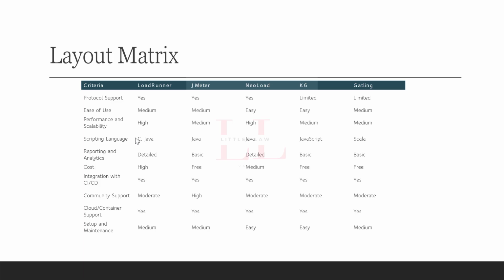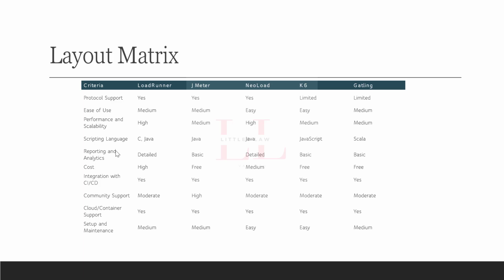JMeter and Neoload rely on Java and JavaScript for scripting. K6 uses JavaScript completely, which is widely known and generally easier to work with. And Gatling, we all know, leverages Scala, a more niche language which might demand more specialized knowledge.